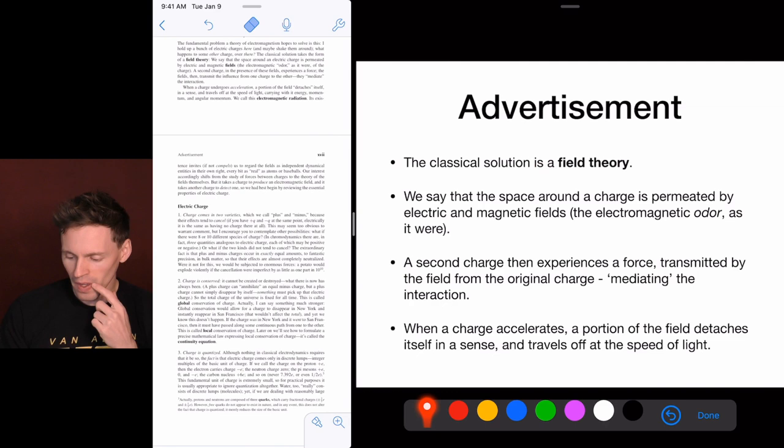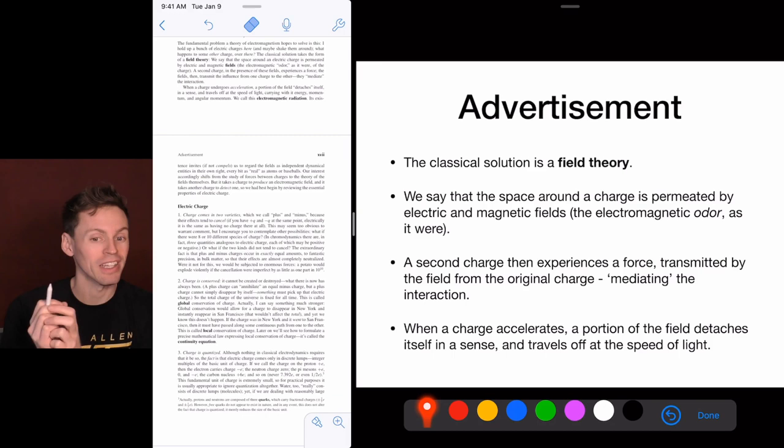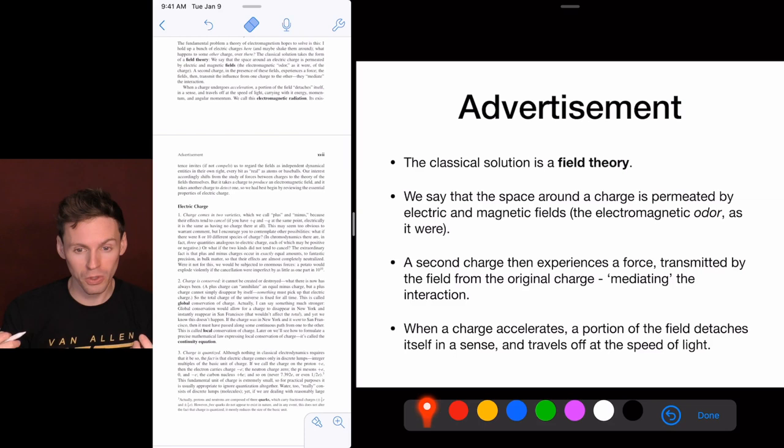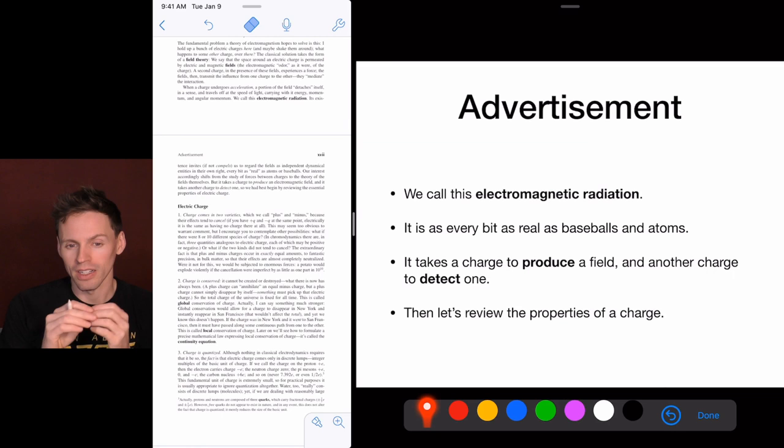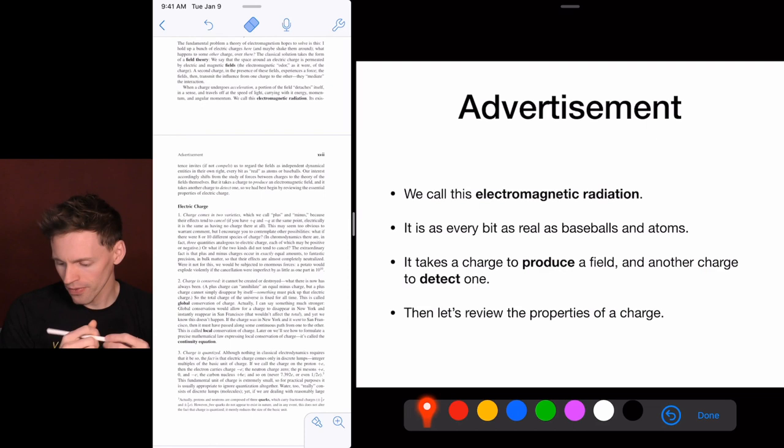So we say that the space around a charge is permeated by electric and magnetic fields, and we call this the electromagnetic odor of a charge, or we don't, but Griffiths does. The second charge then experiences a force, which is transmitted by the field from the original charge. We call this mediating the interaction. When a charge accelerates, a portion of the field detaches, in a sense, and travels off at the speed of light. That is called electromagnetic radiation. It's every bit as real as a baseball or an atom. The electromagnetic radiation that leaves has momentum and energy, and it can knock into stuff, cause electrons to get excited, and so on. So it takes a charge to produce a field, and then another charge to detect one.